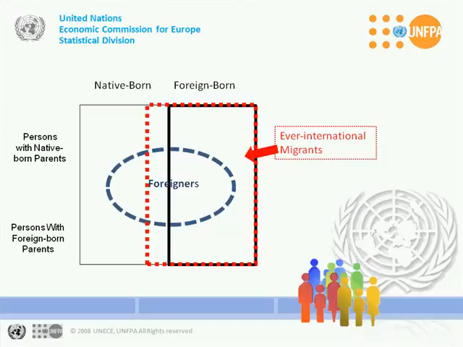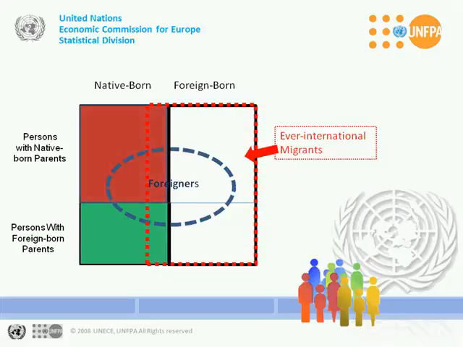The group of descendants of foreign-born can be visually represented in the diagram of the main population groups relevant to international migration presented before. At this level of detail, the population is divided between persons with native-born parents and persons with foreign-born parents. The descendants of foreign-born are represented in the green area. The diagram shows the overlaps that can occur between the various groups and does not represent the relative population sizes. In fact, most persons within a country would normally be counted in the top left quadrant, being native-born with native-born parents.